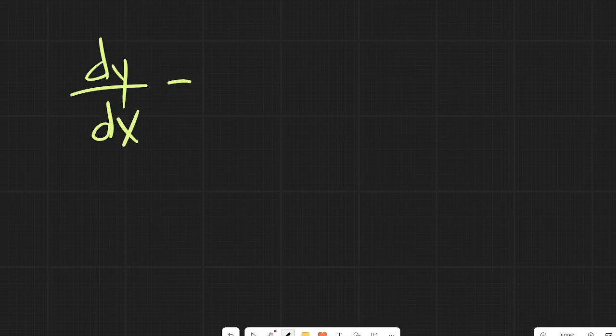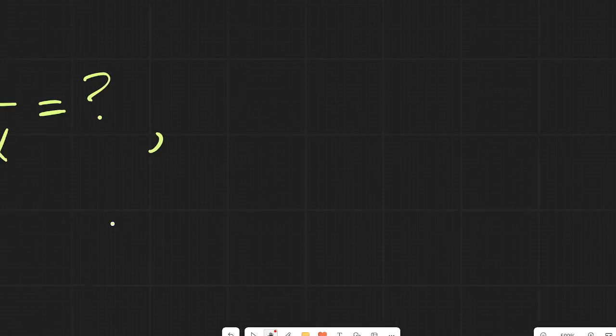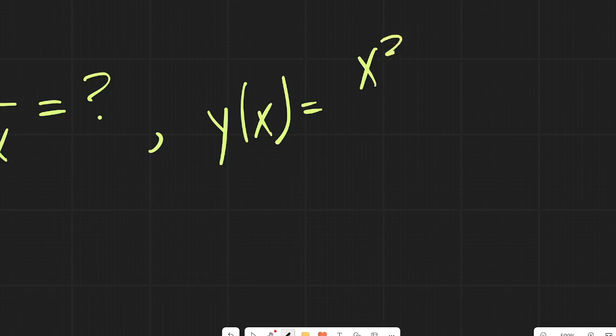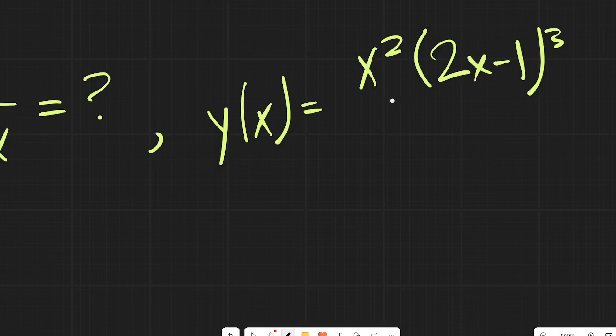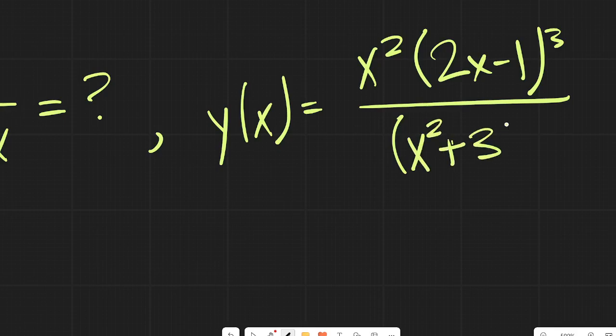Today we're going to be doing a derivative example that involves the product rule, quotient rule, and the chain rule. That is the hint. So we're going to try to find dy/dx, but we need to know what y is, right? So the function y in x that we're given is x squared times (2x minus 1) cubed, divided by (x squared plus 3) to the fourth power.